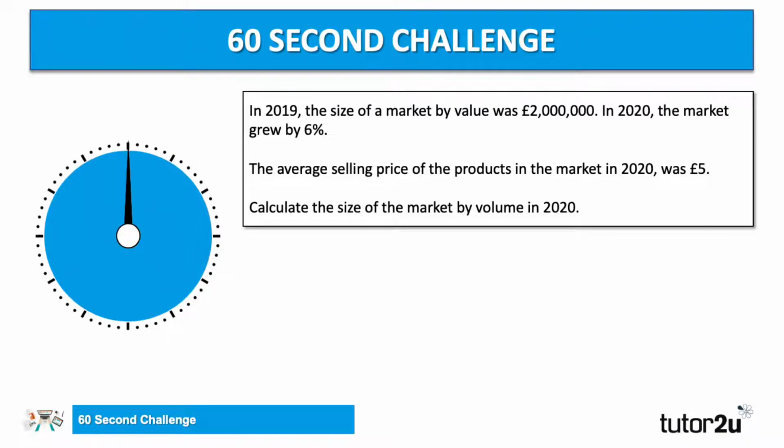Next activity is a 60-second challenge. The question is here on the screen. In 2019, the size of a market by value was £2 million. In 2020, the market grew by 6%. The average selling price of the products in the market in 2020 was £5. Calculate the size of the market by volume in 2020. 60-second challenge. I do think this question is worthy of a minute. Here's your minute starting now. Off we go.